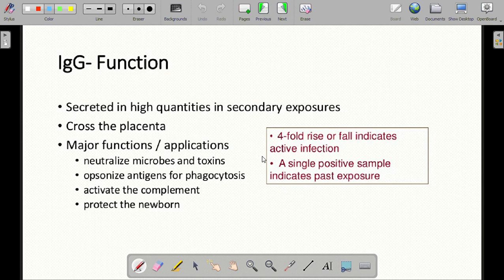So what is the function of IgG? It is secreted in high quantities in secondary exposure and crosses the placenta. Major functions are to neutralize microbes and toxins, opsonize antigens for phagocytosis, activate complement and protect the newborn. A fourfold rise or fall indicates active infection. A single positive sample indicates past exposure.